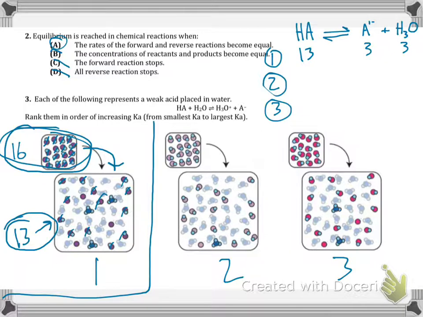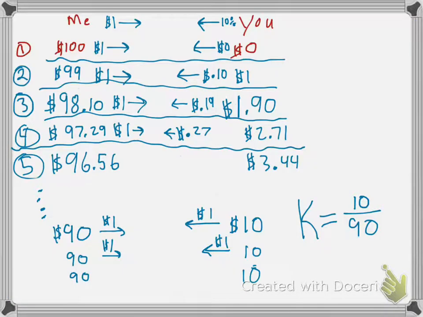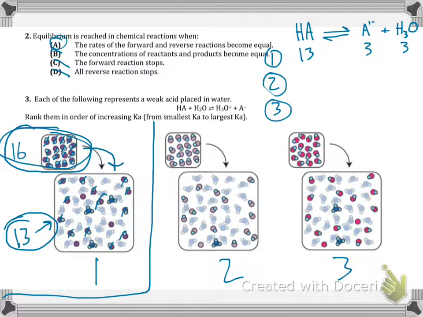Now, in reality, just like in this example, even though you have $10 and I have $90, we have dollars that are going forward and backwards. And so the amount of money is not changing, but we do have some of my money going to you and some of your money going to me. And so this still is going forward and backwards, but we will always have 3 in the product side and 13 in the reactant side. Now go ahead, pause the video, and I want you to do this same exact sort of setup for problem 2 and 3. And then we'll talk about ranking them smallest to largest.